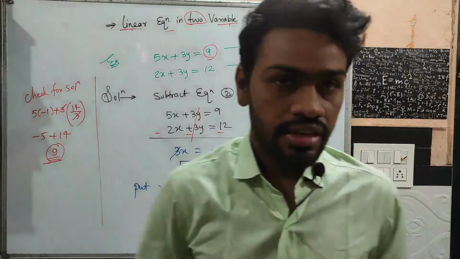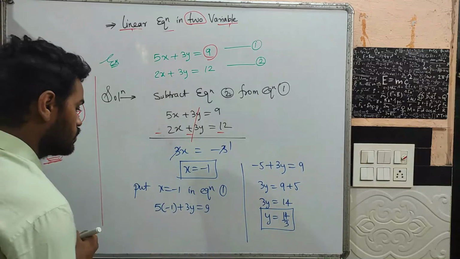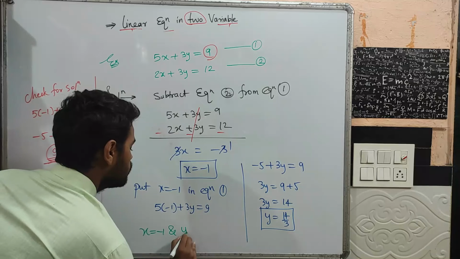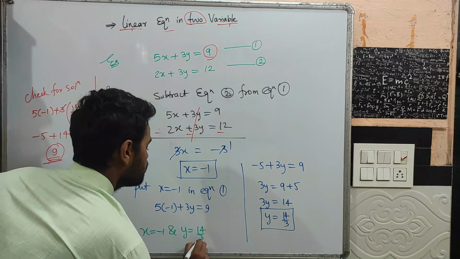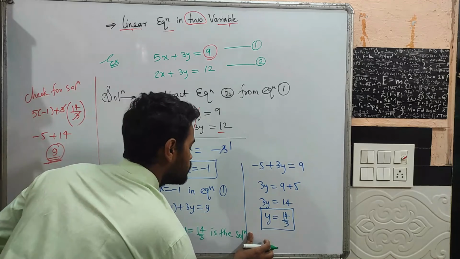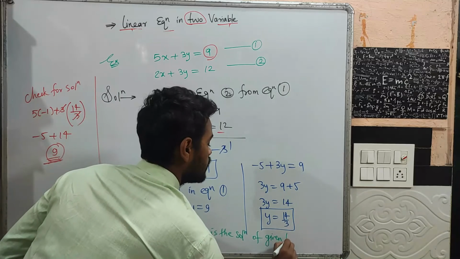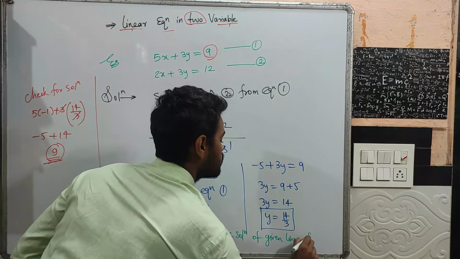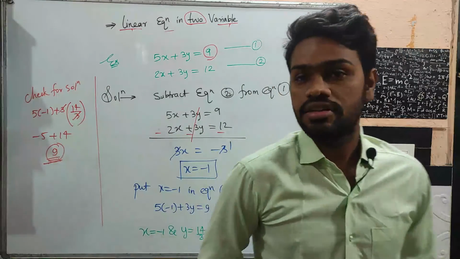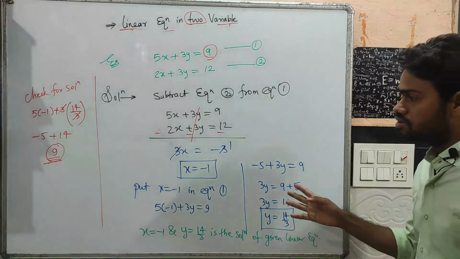So we can finally write that x equal to minus 1 and y equal to 14 upon 3 is the solution of the given linear equation. Hopefully we understand the concept of linear equation in two variable through a simple numerical.